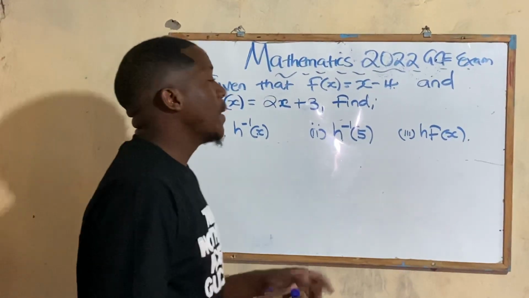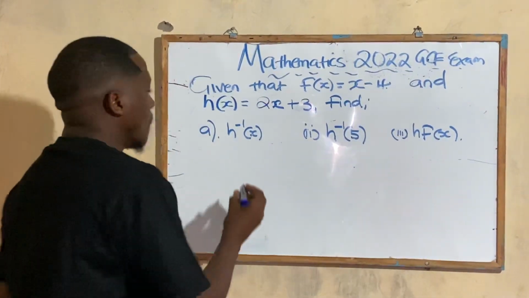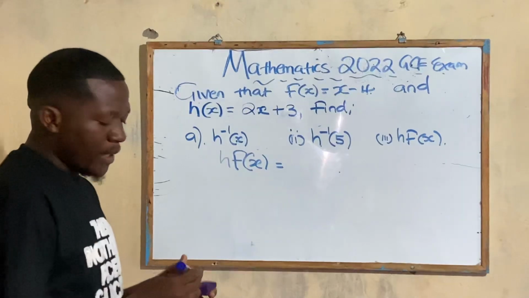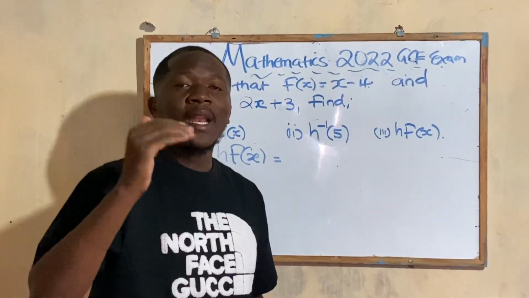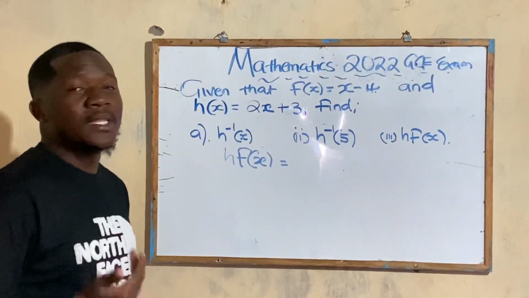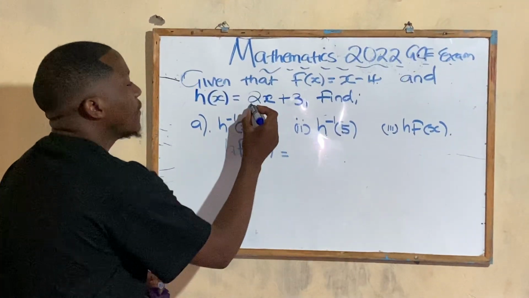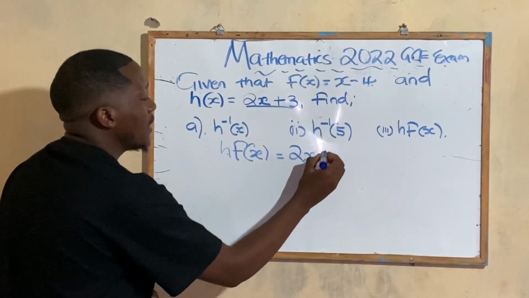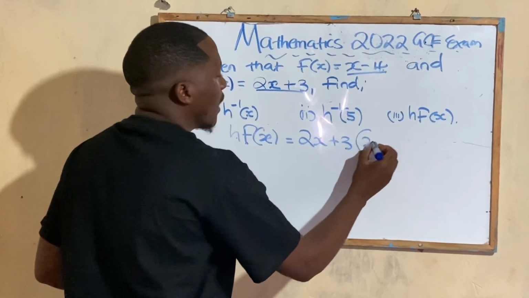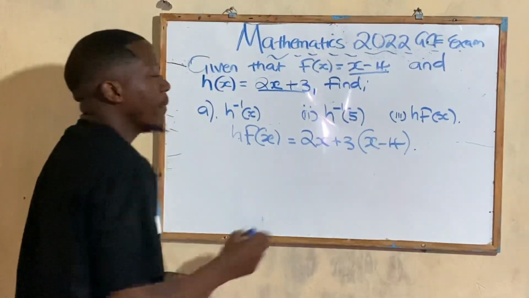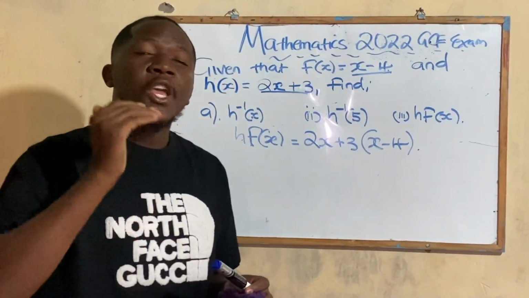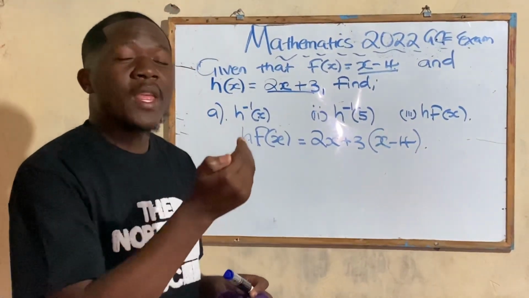Then the last one is trying to say hf of x. The first important thing to understand is that when functions are aligned in a certain order, like in this way, h and then f, they represent functions. So this h stands for this expression, so we're going to replace it with 2x plus 3. What about f? f represents x minus 4, so you put in brackets x minus 4. And that is always the first stage when you want to make a composite of a function. You align the functions in the same way that they are arranged.